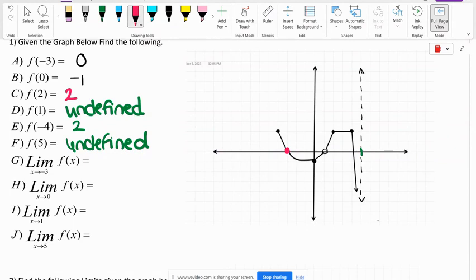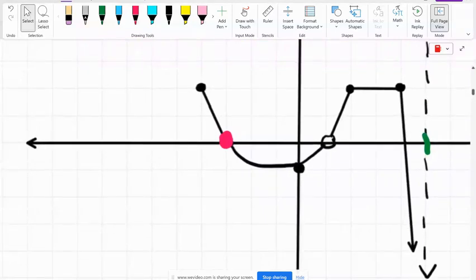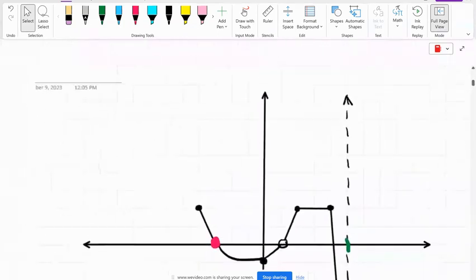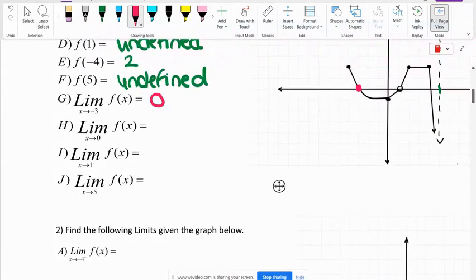And then it talks about the corresponding y values. So as x approaches negative 3, coming from the left side, don't we agree this part of the graph is coming from the left side? Coming from the left side, it looks like it's approaching 0, right? Coming from the right side, this is the right side of the graph, what does it look like? It's also approaching 0. So what happens as the limit as x approaches negative 3? y is approaching 0. Y approaches 0.